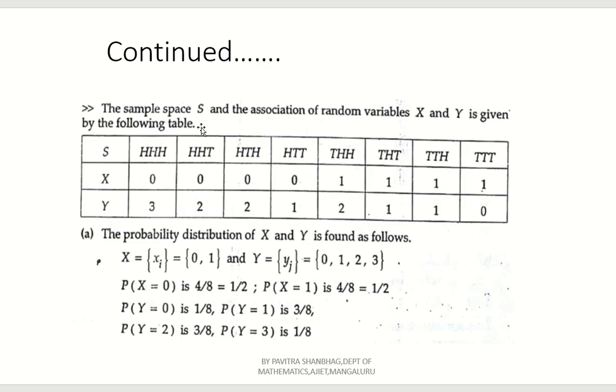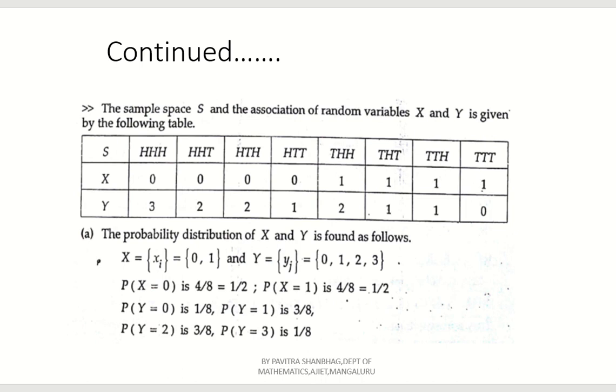See here, the sample space S and the association of random variables x and y is given by the following table. So what does S represent here? Sample space. Now what are the total possibilities? If you throw a coin thrice, there are these many possibilities. One is all heads. First 2 heads, next tail. First head, next tail, again head. Again first head, last 2 tails. Then first tail, rest all heads or tails: tail, head, tail, tail, tail, head, and tail, tail, tail. So these are the 8 possibilities.